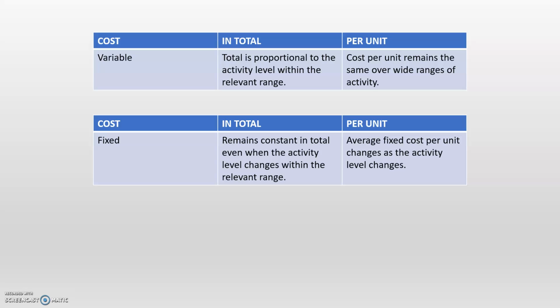Now, if you use 200 gigabytes of data, the fixed cost per unit is $50 divided by 200 gigabytes, totaling 25 cents per gigabyte. The fixed cost of $50 stays the same, while the cost per unit changes as the activity level changes.